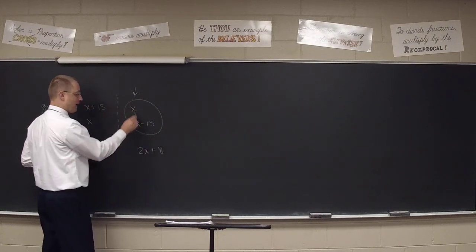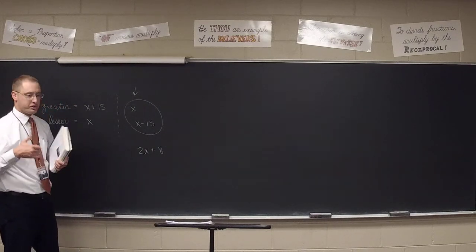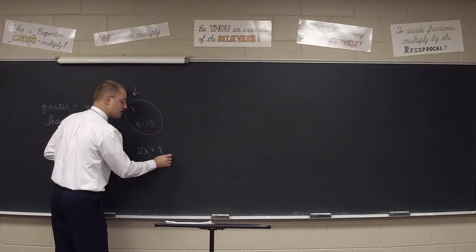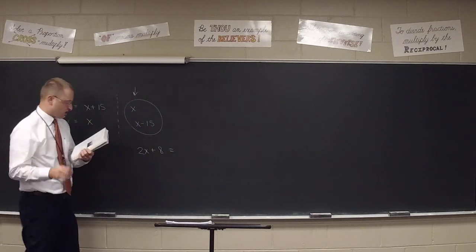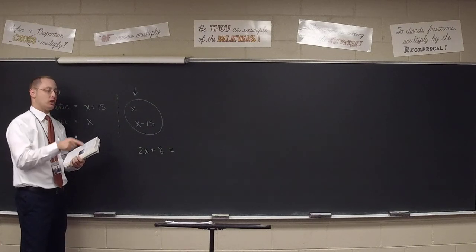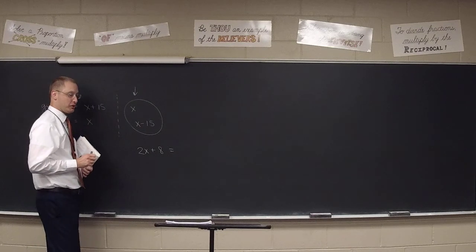There we go. 2x plus 8. If 8 is added to twice the greater number, and then it says the result is... What should I write next, class? No, the result equals. And then it says four less than 3 times the lesser number. Someone besides Adam: four less than 3 times the lesser number.